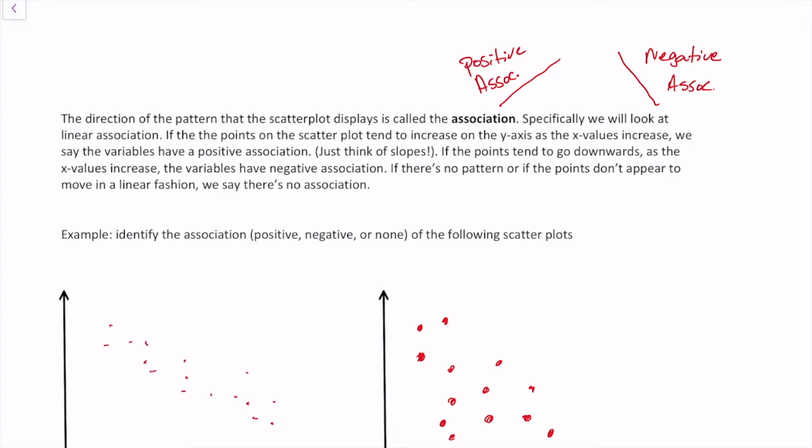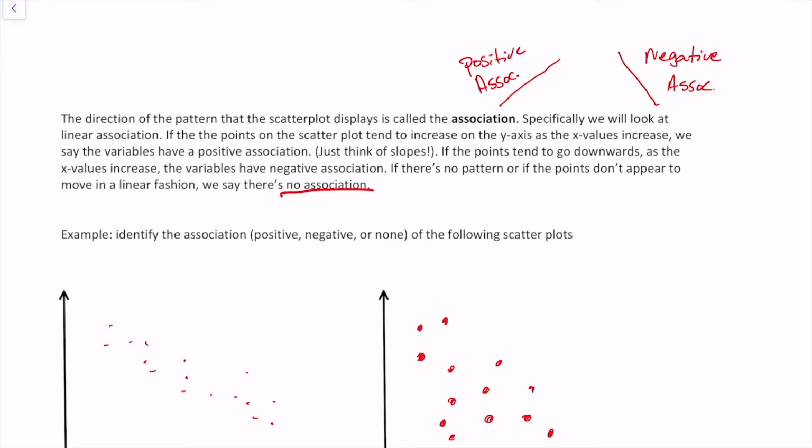And if there's no discernible linear pattern, the key for this course is that we're going to be focused on the linear patterns of our scatter plot. If there's no discernible linear pattern, then we say that there is no association. If the points don't appear to follow a line, or if there appears to be no pattern at all, we say there's no linear association.